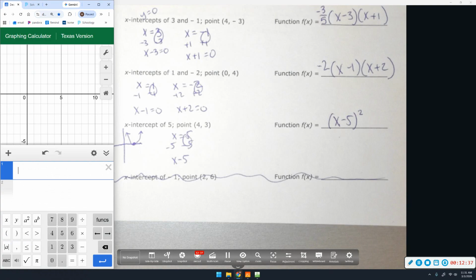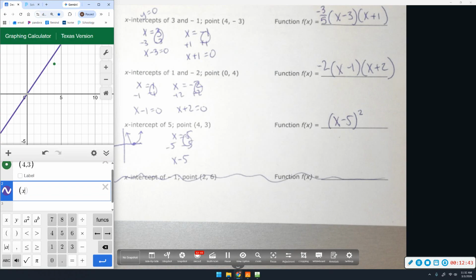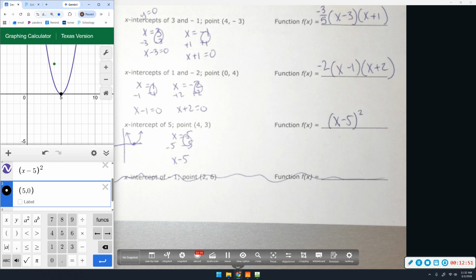We know that there's a point 4, 3. And then we also know x minus 5 squared. And we also know the x-intercept of 5, 0. Did it go through my x-intercept? Yes, so we're good there. Does it go through my green point? Do I need it to get skinnier or wider? Skinnier, because it needs to go in to get through the green point.